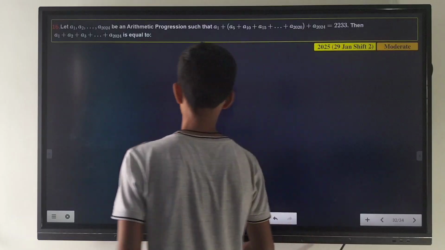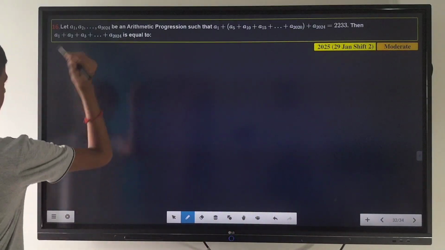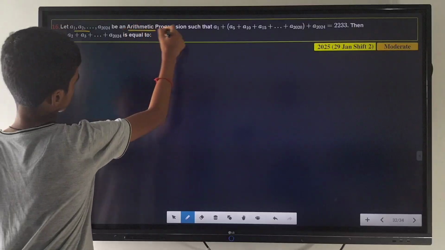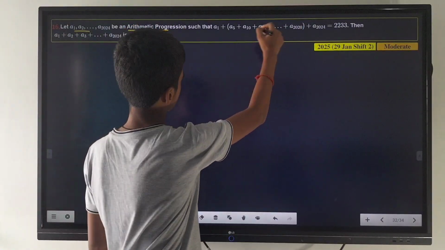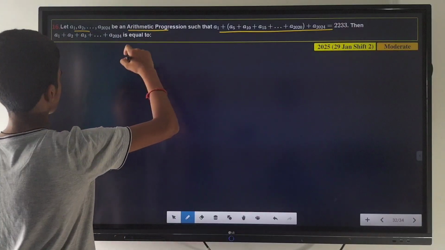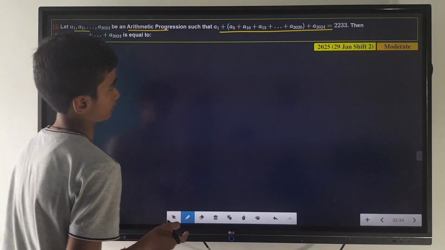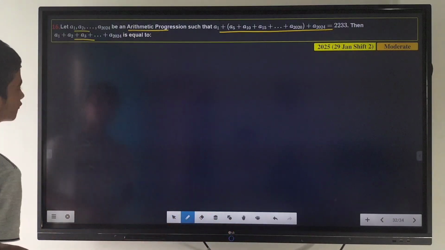Here is our next question now. This time our question says, here we have an arithmetic progression such that we have this equation, then the value of this sum is equal to, we have to find the value of the sum.